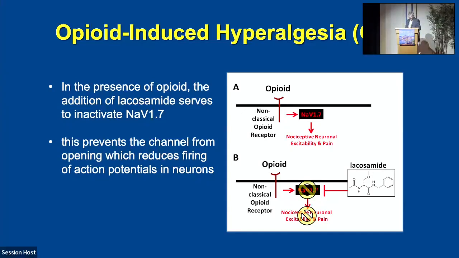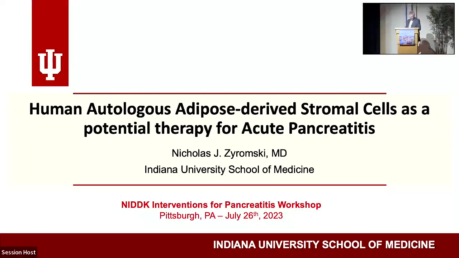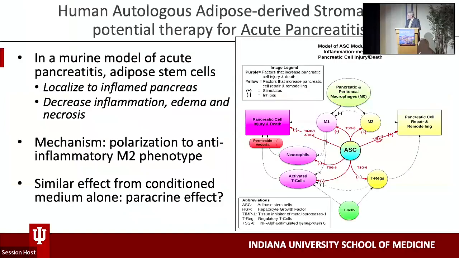Nick Zromsky then showed up and gave us an incredible talk about work he had done in a pre-clinical model, once again a mouse model, looking at adipose-derived stromal cells for the treatment of acute pancreatitis. It appears the mechanism of action of these cells is they actually track to areas of inflammation and then mitigate that inflammation. Using an in vivo model, once again cerulein, and once again giving the stem cells after the induction of the injury, they demonstrated a reduction in edema, inflammation, and necrosis.